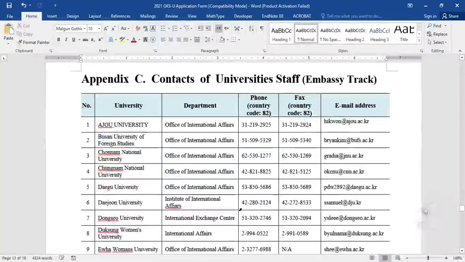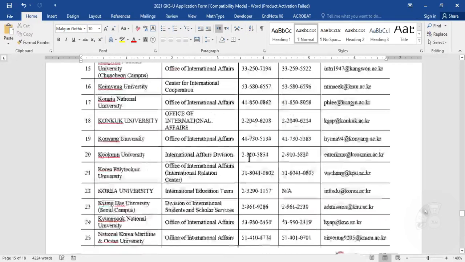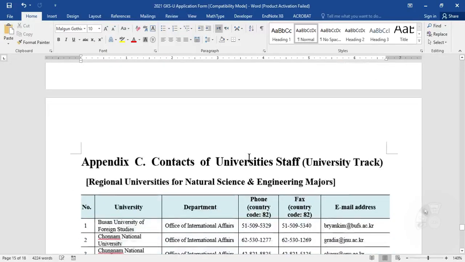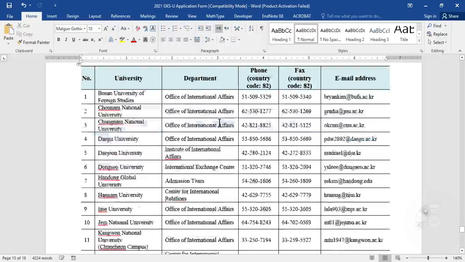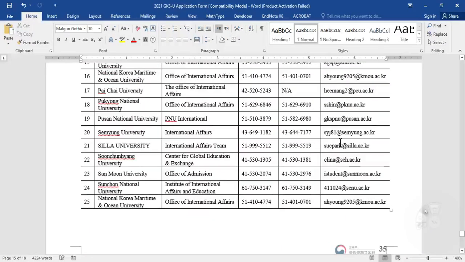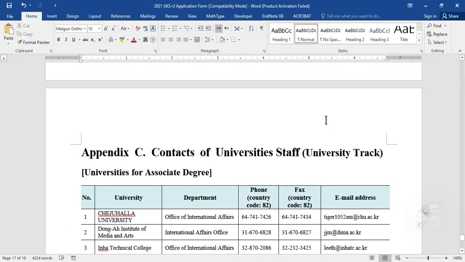And even if you are looking for university staff for the embassy track, then you can find out the university name and the details here. And also for the university staff for the university track, it is different than the embassy track, so you can directly write to them. It is better to write them an email so that they can get a better idea of your question and they can reply accordingly.